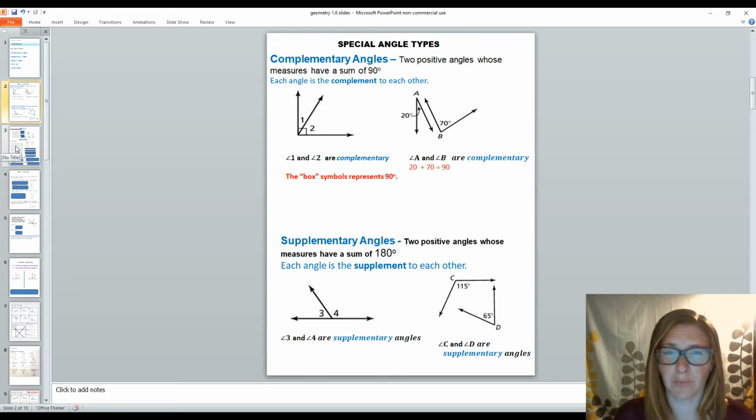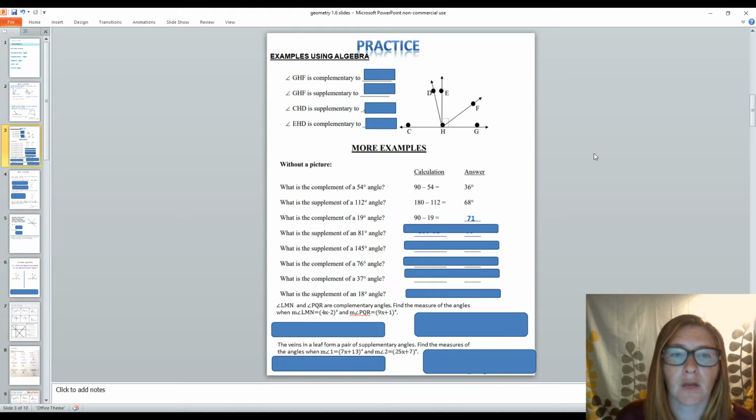All right, let's try a little bit of practice between these two. For the very first few examples, we're going to identify complementary and supplementary angles using the diagram provided. And then we're going to look at some algebraic problems down below. So we'll do the first two together. It says GHF is complementary to which angle? Here I'm going to identify the angle I'm working with that I'm hovering over, GHF. What angle is going to be complementary to it?